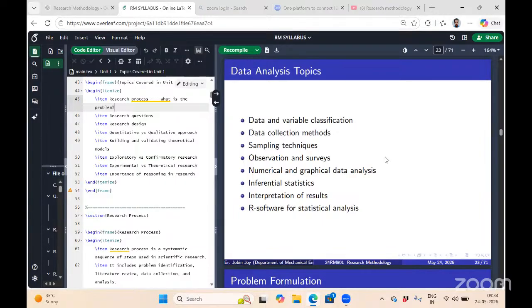Sampling means you have a large population, right? From this large population, we have to select a subset. This small sample represents the entire population. This sampling is very important. This is what is called a sampling technique. We conduct an experiment on this sample. The result from this sample will represent the result of the entire population.